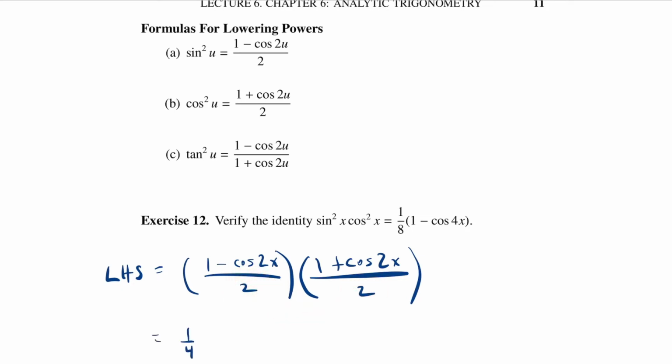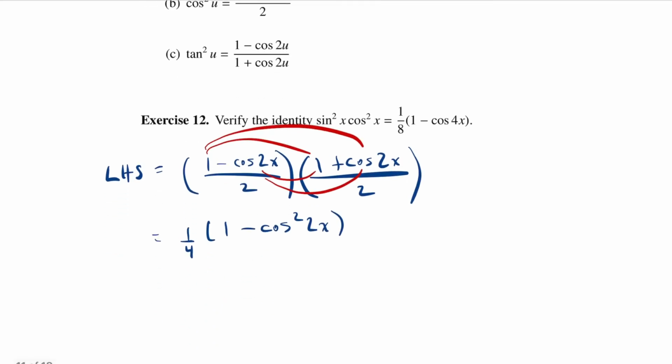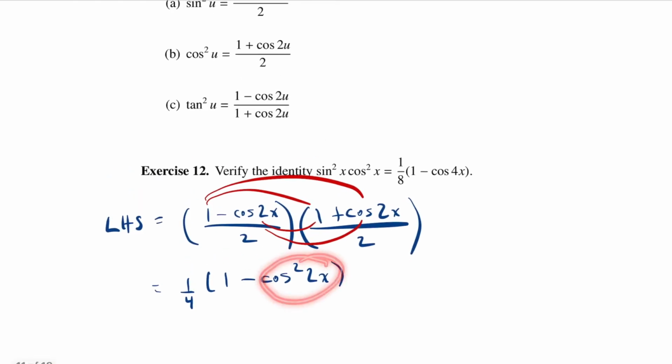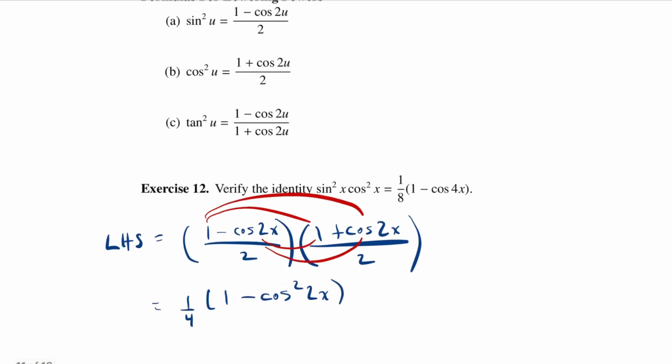So I'm just going to bring the 1/4 out, and then I'm going to FOIL this out: first, outer, inner, last. If you do that, you should get 1 minus cosine squared 2x. So that's what you get after you expand that out by multiplying. Now you have to use a formula again to reduce this to a first power expression. So we're going to use this formula, but instead of just u, we're going to use 2x.